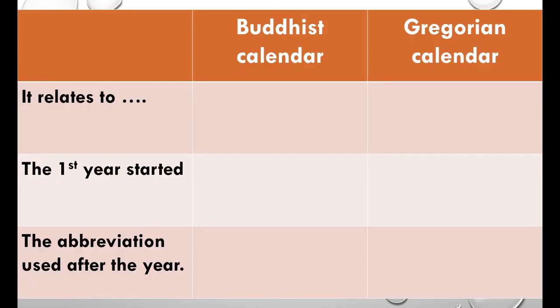And now, let's move on to our second activity. You're going to complete the table about the Buddhist calendar and the Gregorian calendar. Let's start. First, it relates to... the Buddhist calendar relates to what? How about the Gregorian calendar? Next, the first year started. Please follow after me.